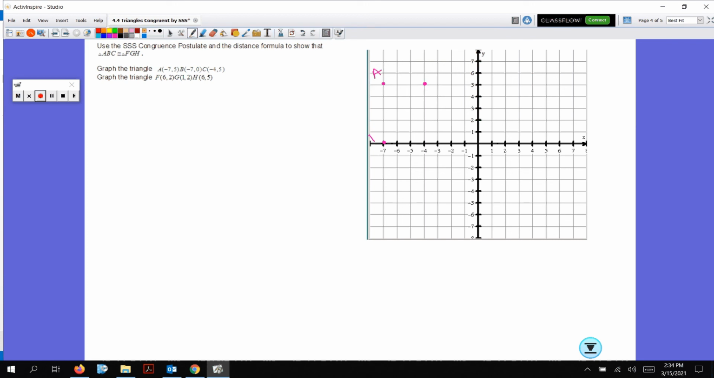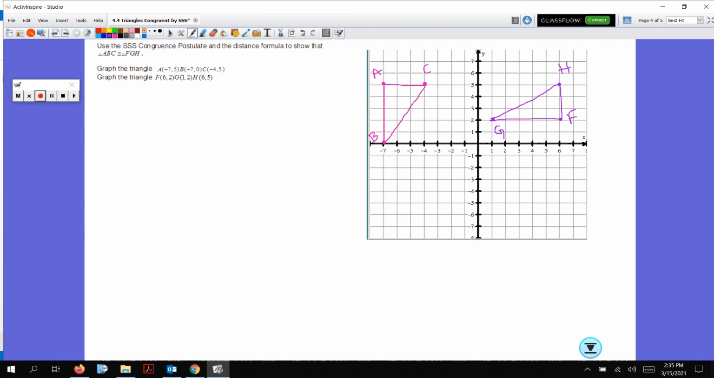Okay, I am going to write the letters A, B, C, and I'm going to do my best to connect my dots and make my triangle. Okay, so ABC is in pink. I'm going to do F, G, H in purple. Okay, so F is 6, 2. G is 1, 2. And H is 6, 5. Remember, we always do X first, right? 6, 5 is up here. Okay, now I'm going to, again, write my letters down so I know what I'm looking at here. So here we have F. This is G. And this is H up here. Connect my dots.